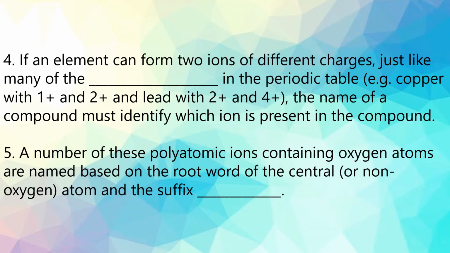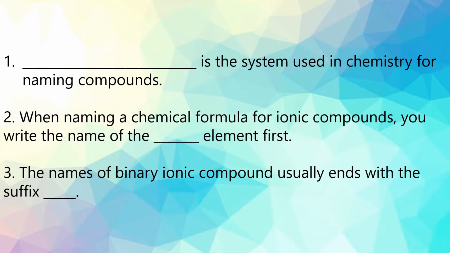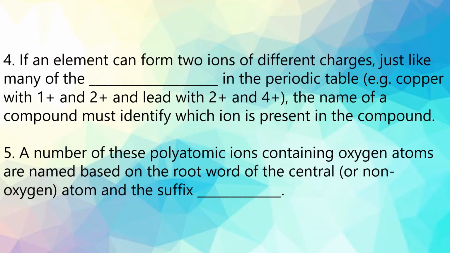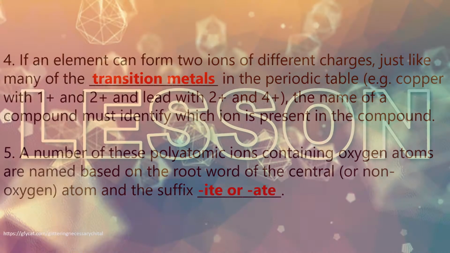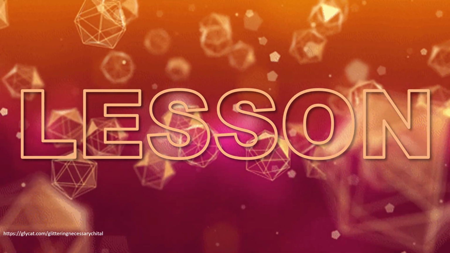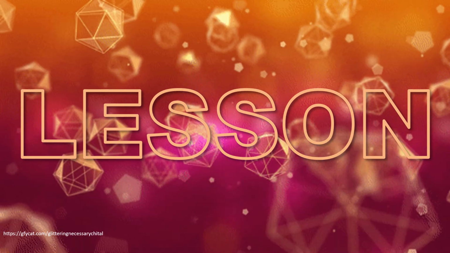And 5. A number of these polyatomic ions containing oxygen atoms are named based on the root word of the central or non-oxygen atom and the suffix blank. And the answers are... Let's proceed now to our lesson. Are you ready?